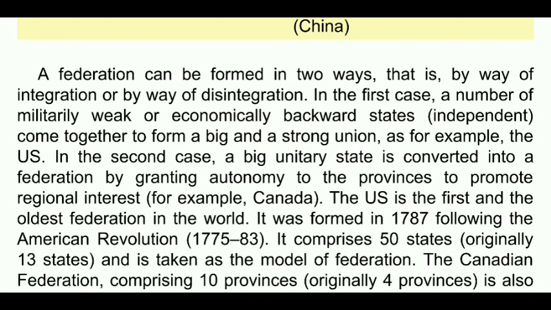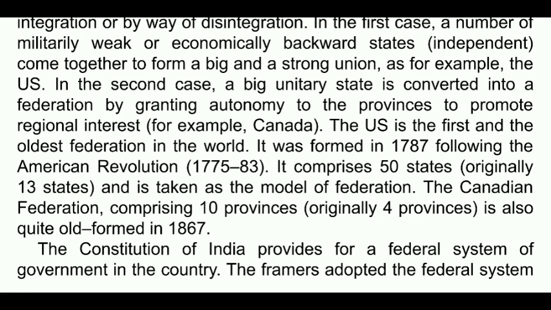Now, a federation can be formed in two ways, that is, by way of integration or by way of disintegration. In the first case, a number of militarily weak or economically backward independent states come together to form a big and strong union, as for example, the US. In the second case, a big unitary state is converted into a federation by granting autonomy to the provinces to promote regional interest. For example, Canada.